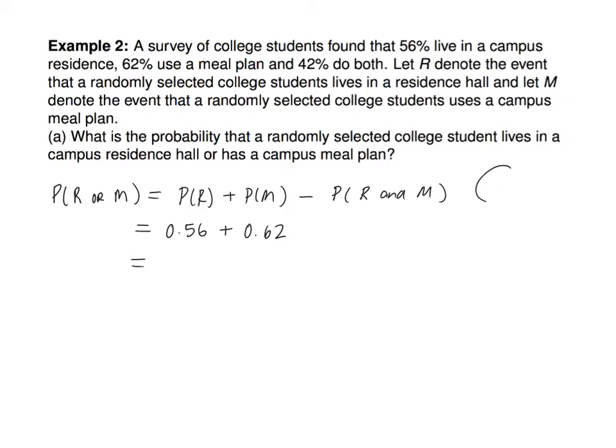Think about this as a Venn diagram. Here's people in residence halls. Here's people in meal plans.